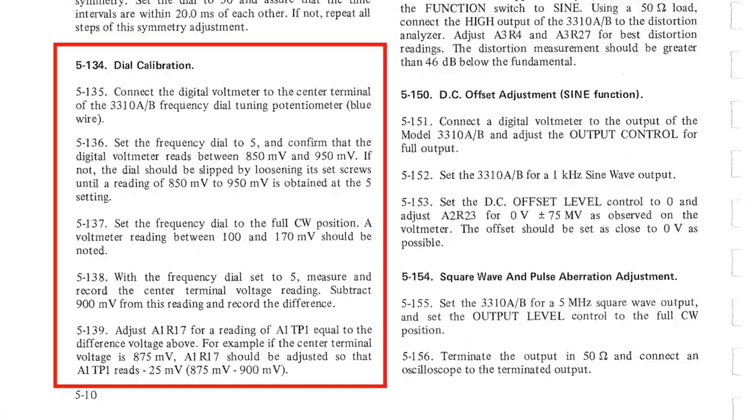It turns out that's pretty difficult, as the shaft tends to rotate when you loosen and tighten the dial. So you end up with an offset, say 880 millivolt instead of 900 millivolt when the dial is on 5. In a second step, you then compensate for the mechanical error electronically by setting the voltage on test point A1 TP1 to be equal to the frequency pot voltage error, in this case, minus 20 millivolt.